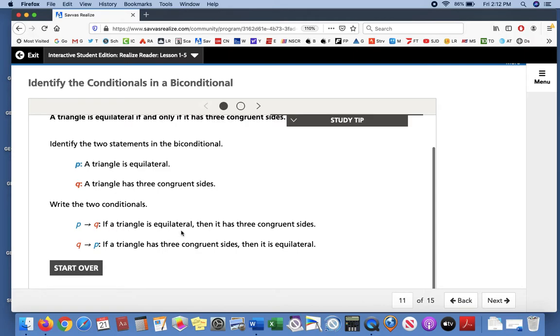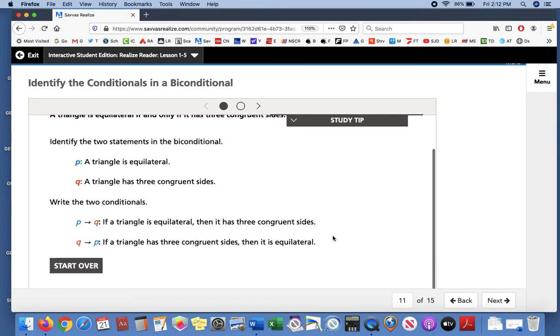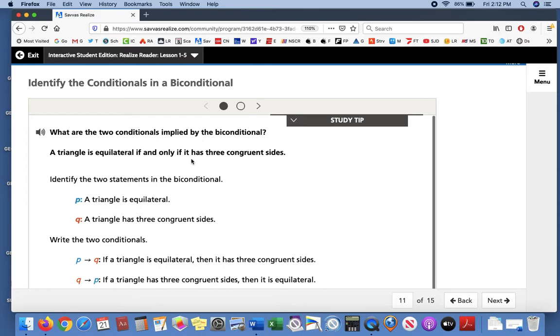If a triangle is equilateral, then it has three congruent sides. That's one of the conditionals, and the other one is the Q then P. If a triangle has three congruent sides, then it is equilateral. Okay? That's all we're doing in this section, is being able to take a biconditional, which is already going to have the if and only if statement, and writing it as two different if-then statements.